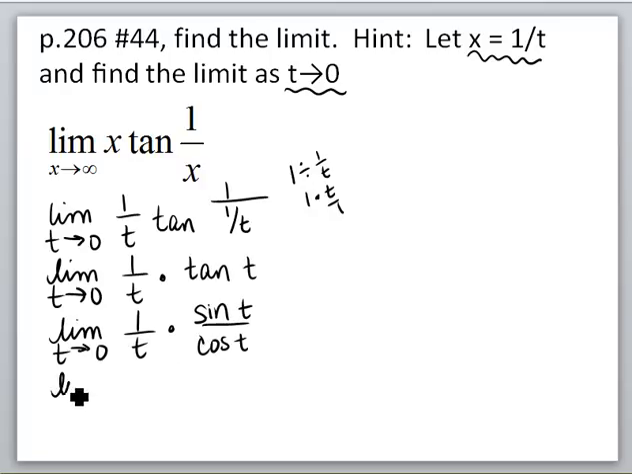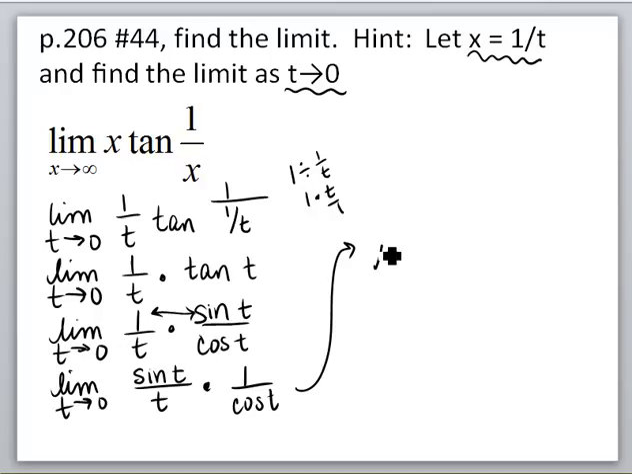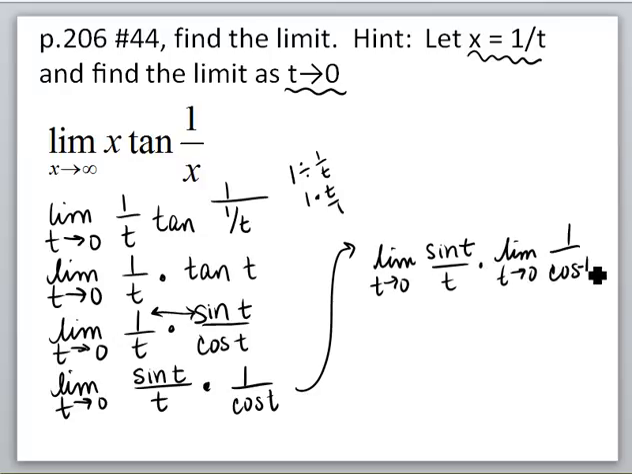Now, if I go back and think about some of the things that we've talked about earlier this year, I actually could rearrange this. So it says sine of t, I'm moving this over here, over t times 1 over cosine t. Now I can use my properties of limits, and I can separate and think about each one as a separate entity. So I've got the limit of sine of t over t times the limit as t approaches 0 of 1 over cosine of t.